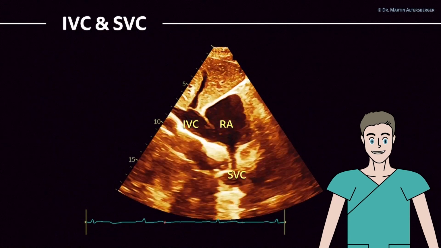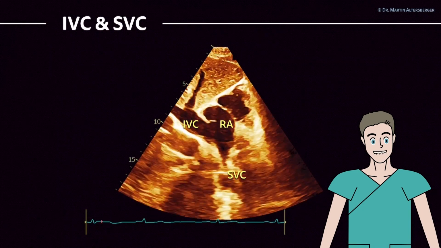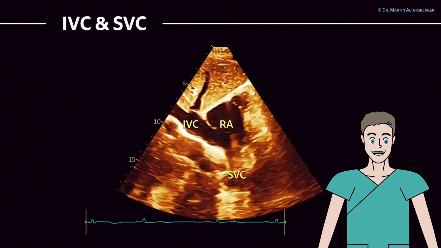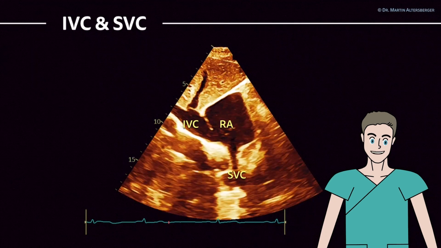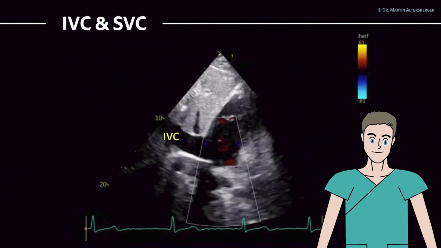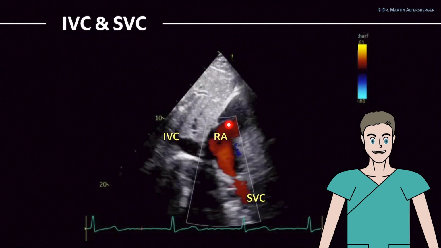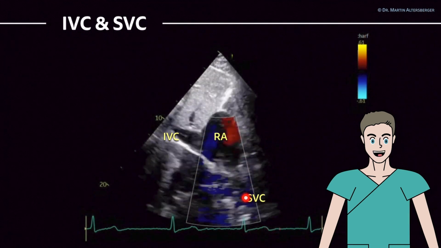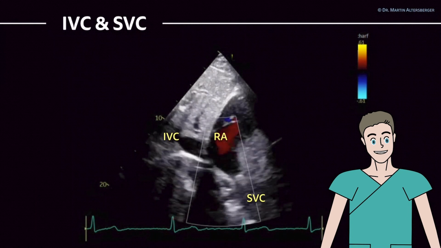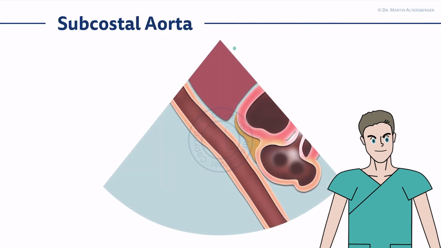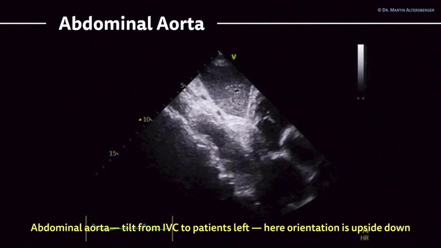Like the IVC, of course, the SVC has to collapse, but you get a better delineation of the SVC in transesophageal echocardiography compared to TTE. Showing color Doppler, here's the IVC, the right atrium, trivial tricuspid regurgitation, and the SVC as the continuation of the IVC. We can continue and now move towards the aorta.